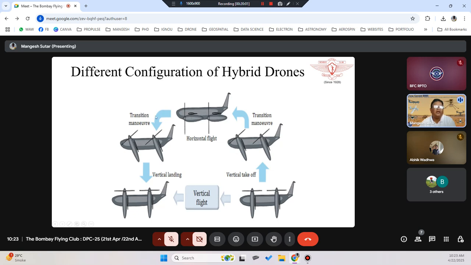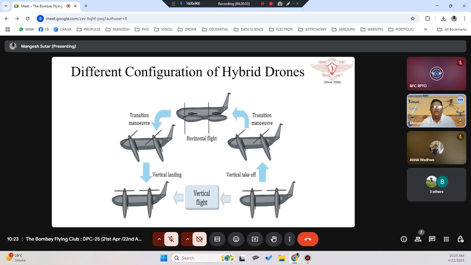Then when it comes to the landing portion, again a transition maneuver will happen. The motor will change from horizontal to the vertical direction, and then vertical landing will happen for that particular hybrid drone. So that is how your hybrid drone will function. There are different types of configuration, with 4 motors or 5 motors. Sometimes drones are configured with only 2 motors, and those motors transition the aircraft from vertical takeoff to horizontal movement.